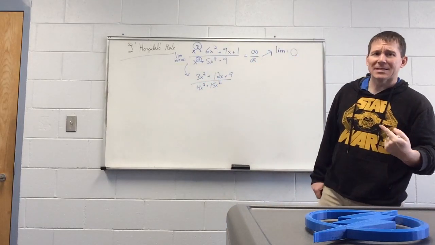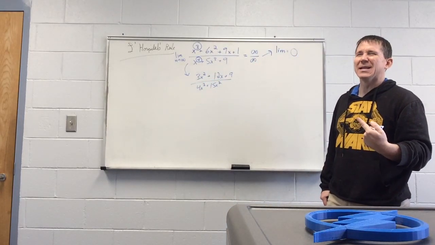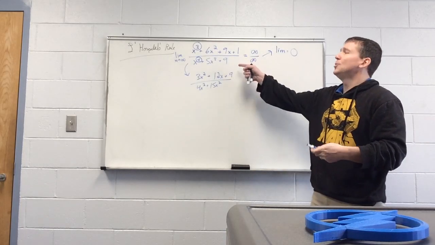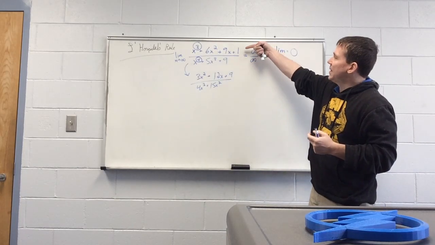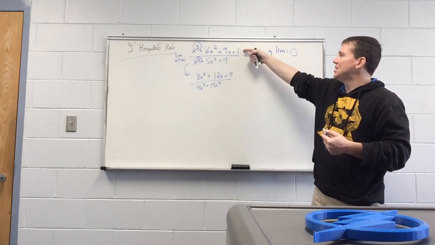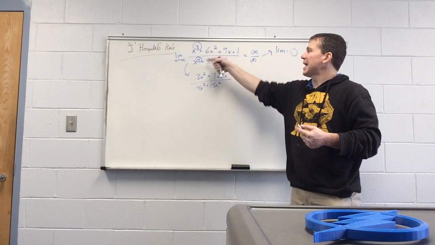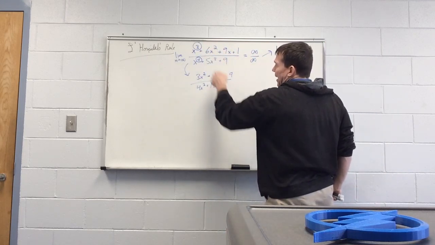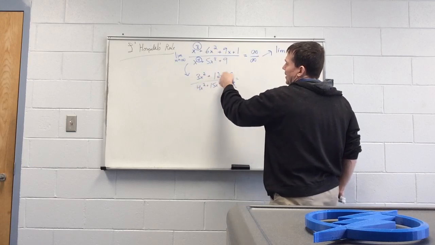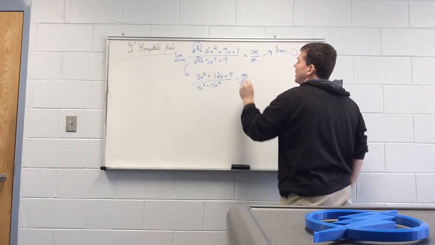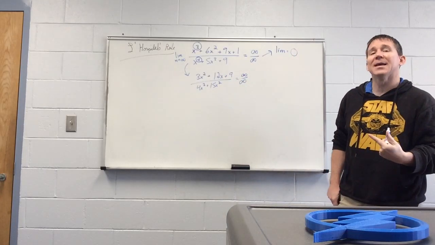And I do stress, the other reason I'm doing this, for those of you who have not done a lot of L'Hopitals, remember you don't do the quotient rule here. You treat this as function f over function g, and you differentiate each of them individually. Differentiate that and differentiate that. Then I plug in infinity again, infinity plus 9 over infinity plus infinity.